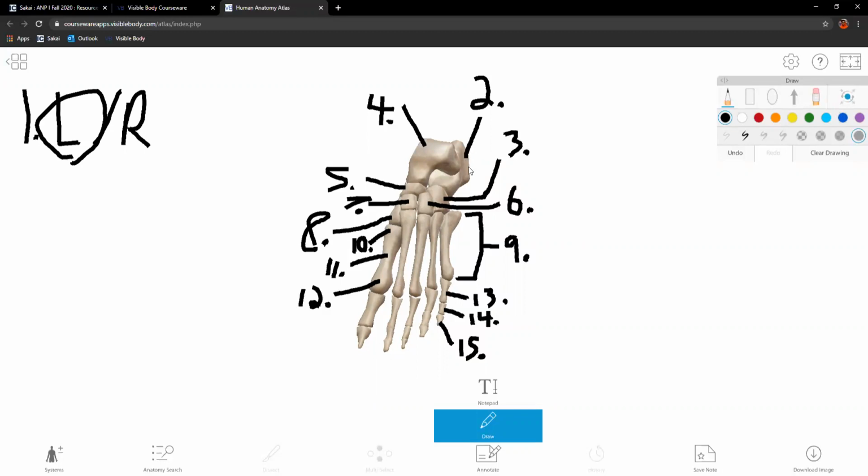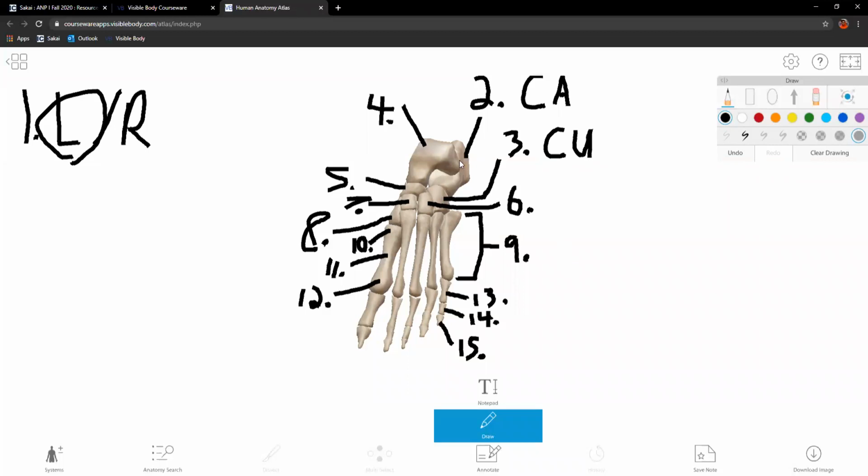All right, number two is this big guy back here. This guy is going to be your calcaneus. I'm just going to abbreviate just for time. Calcaneus is the big bone in the back here. Number three is going to be right next to it, and that's going to be your cuboid. So the calcaneus and the cuboid butt up right next to each other.